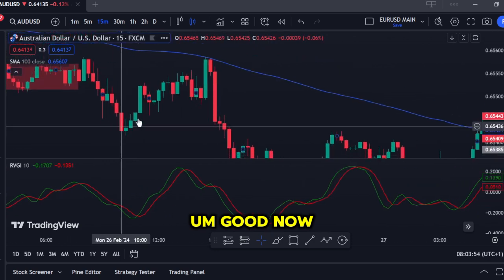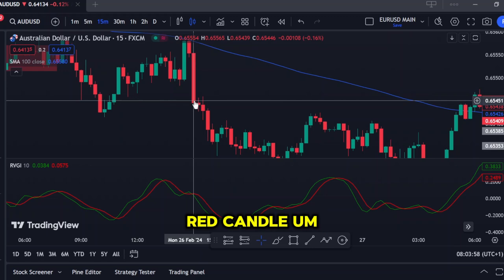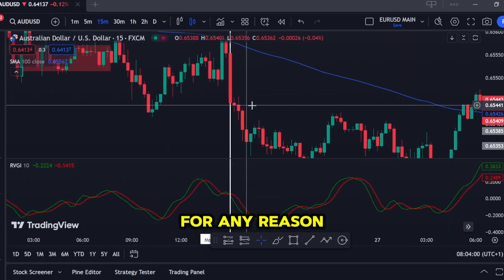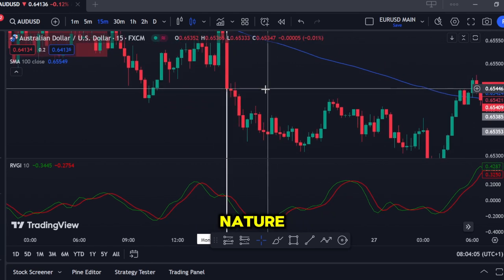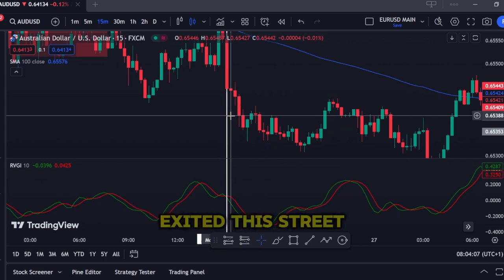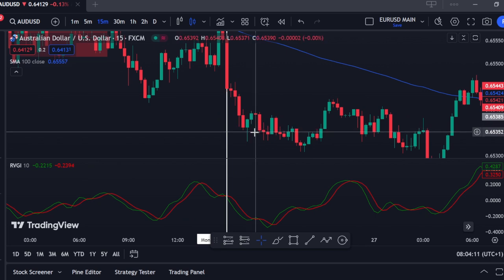Good. Now imagine we're trying to sell this market right here on this big red candle, for any reason, whether your indicator told you to sell or something of that nature. Now this is where you would have exited this trade. Let's go down right here on this other candle here.